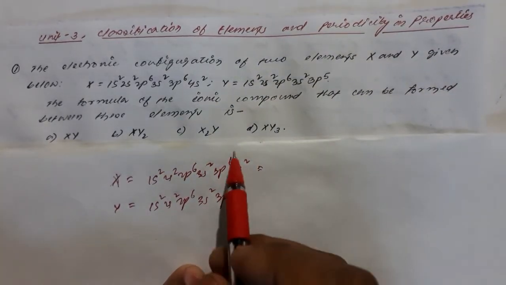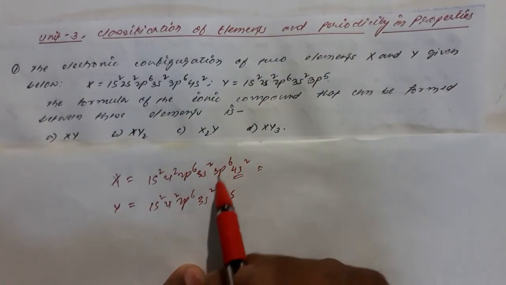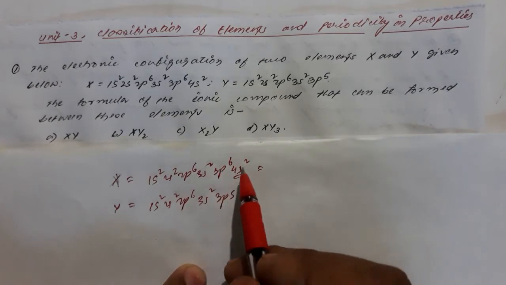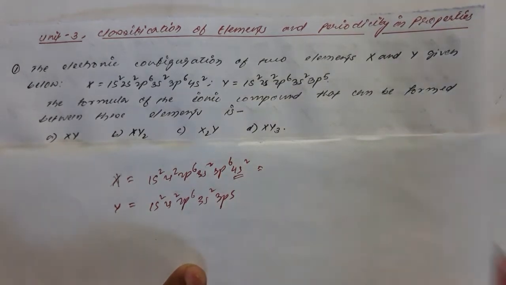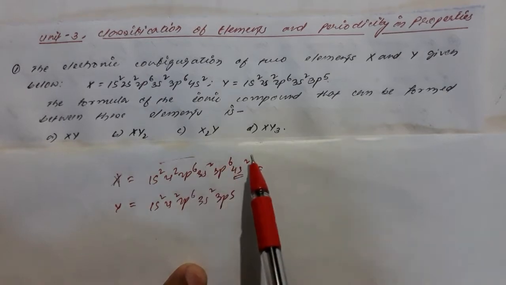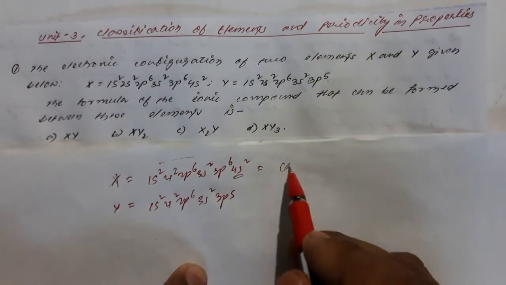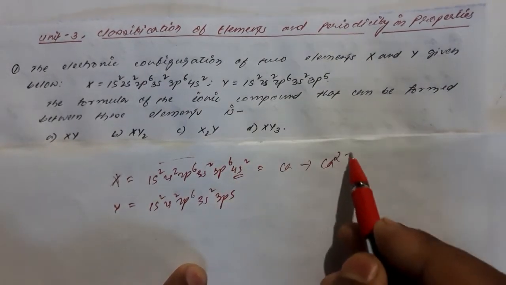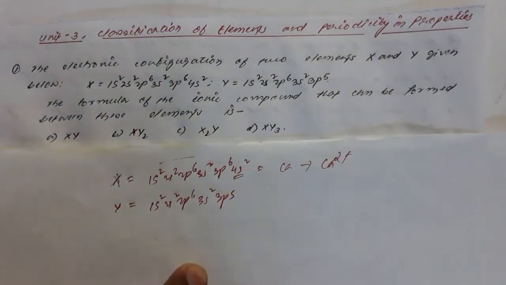Look, 4s2, as the p orbital is completely filled. 4s2 means 2 electrons in its outermost shell, in its s orbital. That definitely belongs to s block element, right? So 10, 10, 20, that is definitely calcium, and it can be Ca2+. It is written here, ionic compound.